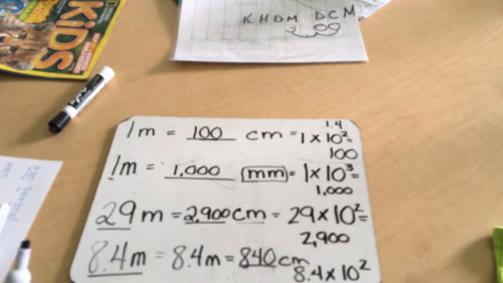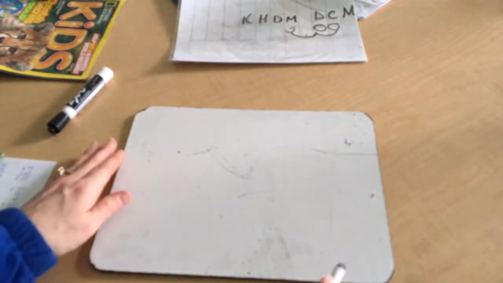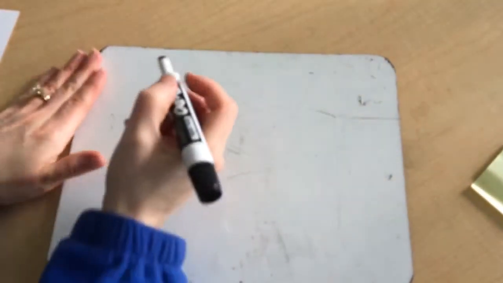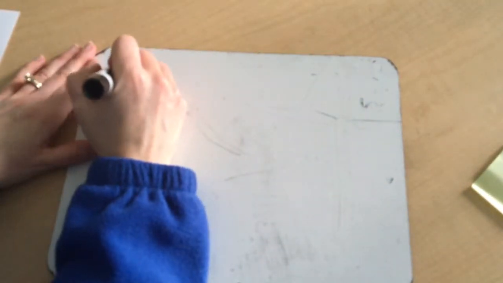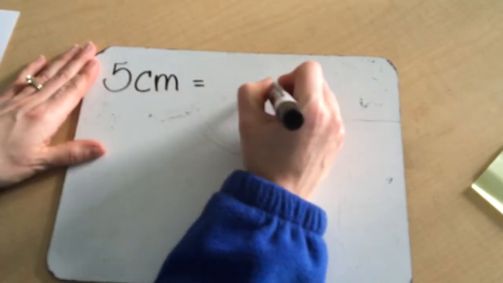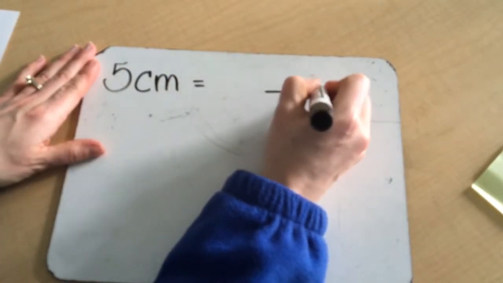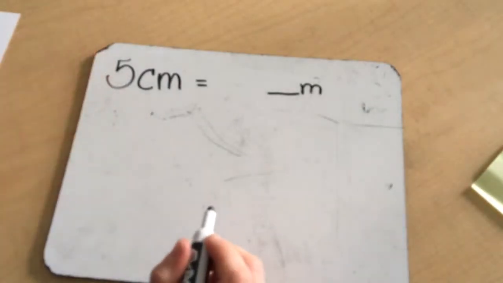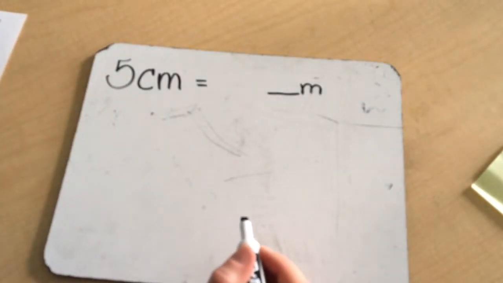All right, are you ready for some good practice ones? Well, let's go. If we have 5 centimeters, and I want to go to meters, what would that be? It's interesting because 1 meter is 100 centimeters. But 5 centimeters, how many meters would that be?